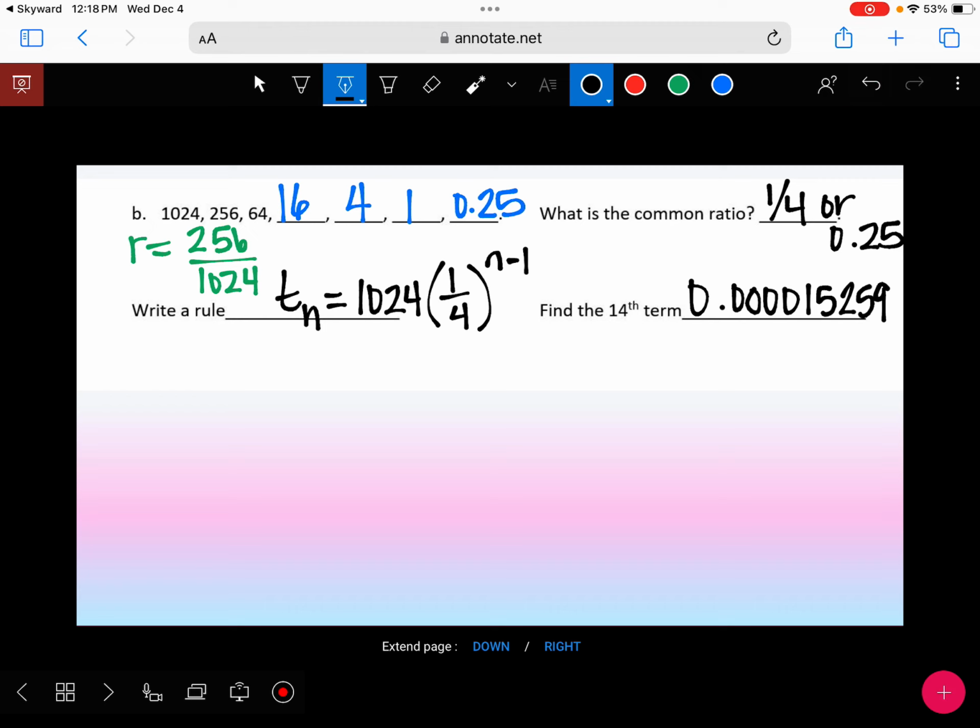Okay, any questions so far? All right, this is our good stopping point. We will pick up at number 3 tomorrow.